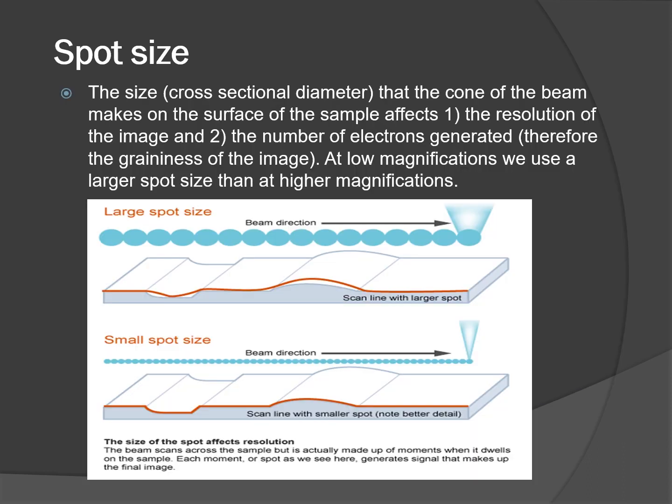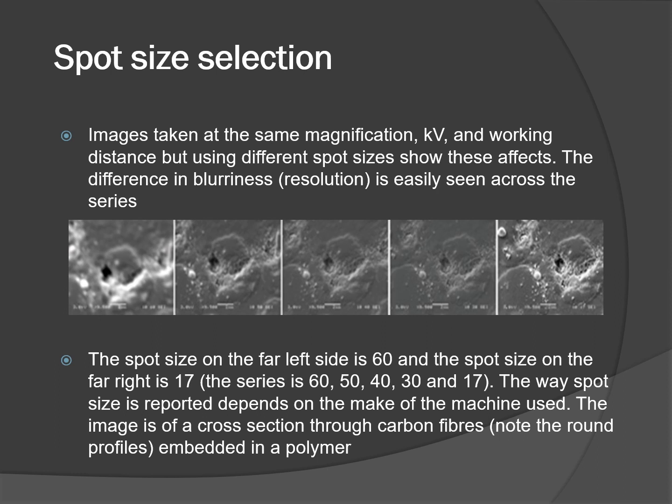The size of the cross-sectional diameter that the cone of the beam makes on the surface of the sample affects, number 1, the resolution of the image, and number 2, the number of electrons generated, and therefore the graininess of the image. At low magnifications, we use a larger spot size than at a higher magnification. The size of the spot affects resolution.